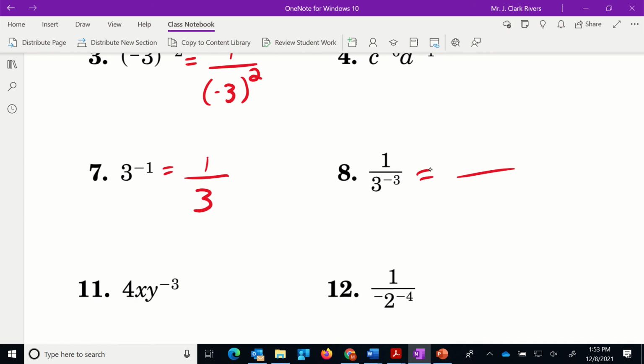3 to the power of negative 3 is in the denominator, so we've got to bring it up to the numerator. And it becomes 3 to the power of what, Benjamin? 3. What's in the denominator? 1. What happened to this 1? It's still there, right? 1 times 3 to the power of 3. You don't have to show it, though. So 3 to the power of 3 over 1. We're just going to write that as 3 to the power of 3.